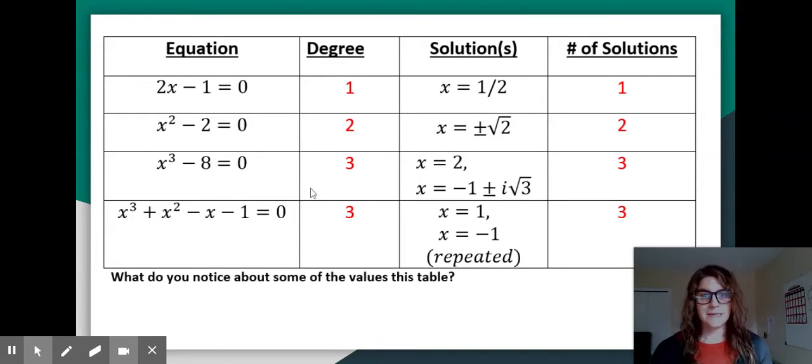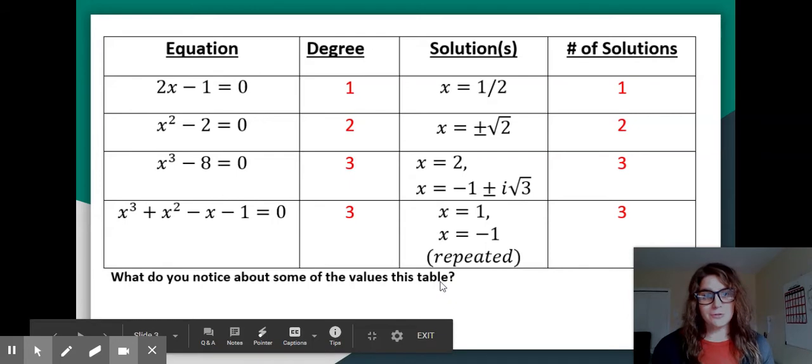X cubed minus 8. Well, we were able to find 3 solutions for that one. We had 2, and we had a negative 1 plus i radical 3 and a negative 1 minus i radical 3. And then our last one, still we had a cubic, a degree of 3. We had 3 solutions: 1, negative 1, and negative 1. We had 2 negative 1, so it repeated. Technically, those are 3 solutions.